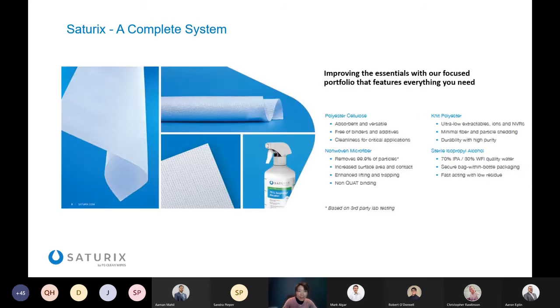Okay, so it is, as I mentioned, a complete system. This system does not just have cards, mops, and mop rings. We also have a collection of wipes and IPA. The wipes include 3 different substrates: polyknit, polycellulose, and microfiber. We also have IPA in 2 different sizes, and those IPA feature very unique packaging, which is bag in a bottle to maintain the chemical integrity.